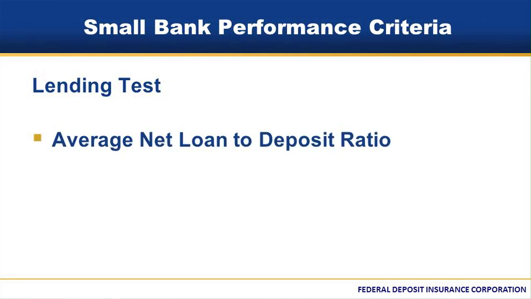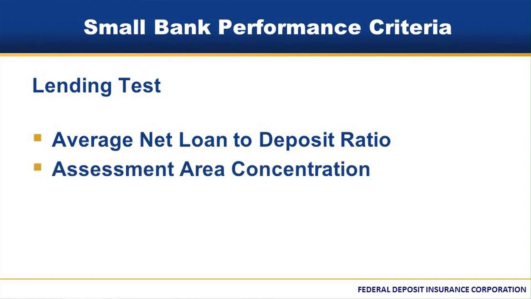First, the average net loan-to-deposit ratio is calculated using each quarterly loan-to-deposit ratio since the prior CRA evaluation. This measures the extent to which the bank is lending in relation to its deposit base. Next, the assessment area concentration is evaluated by determining the percentage of loans originated inside the assessment area versus outside. To satisfy this criterion, your bank needs to have more than half of its lending inside the assessment areas.